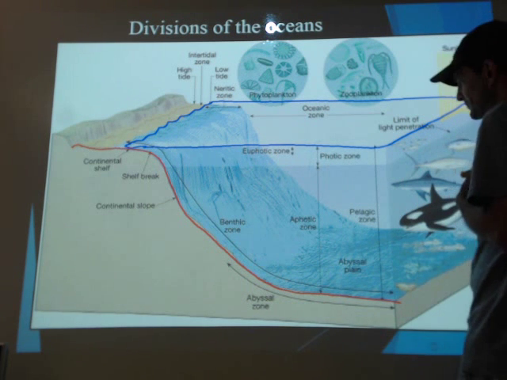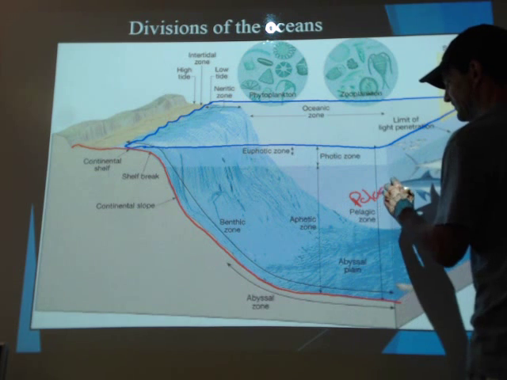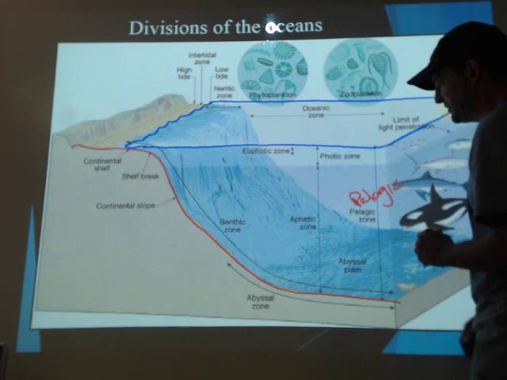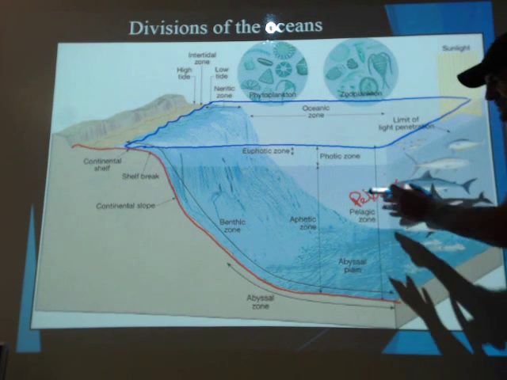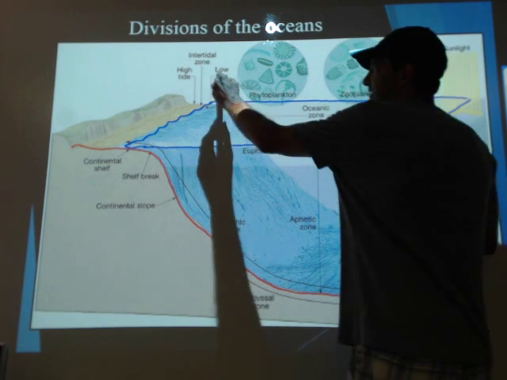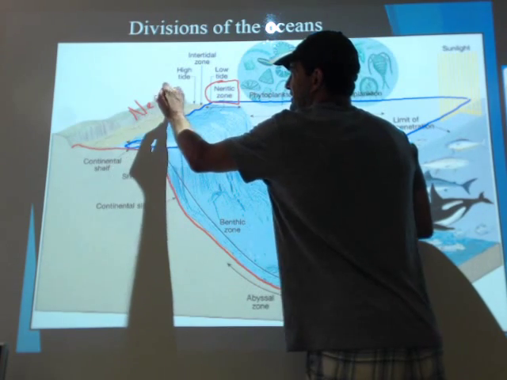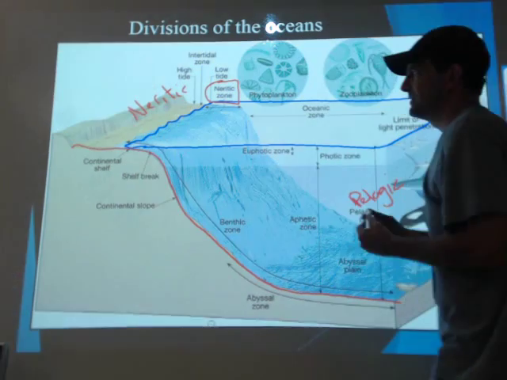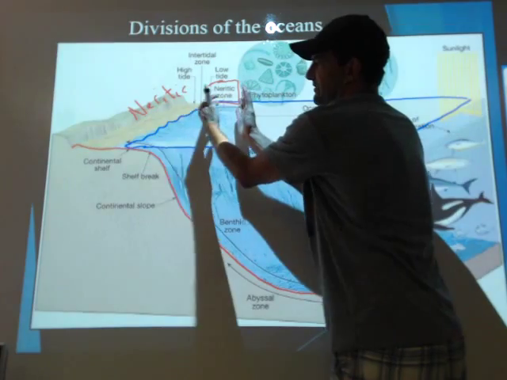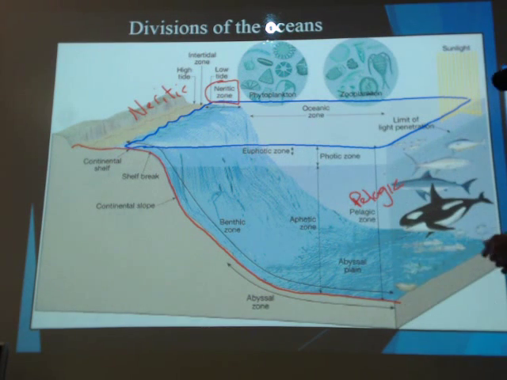And so the area of open water away from shore is called the pelagic zone. So this big open deep water is called the pelagic zone. And the area up near the coast is called the neritic zone. And so the shallow area near the continental shelf is called the neritic zone, and the area out in the open is called the pelagic zone.